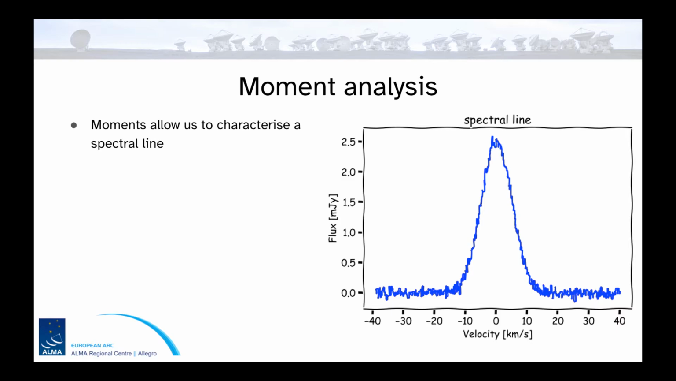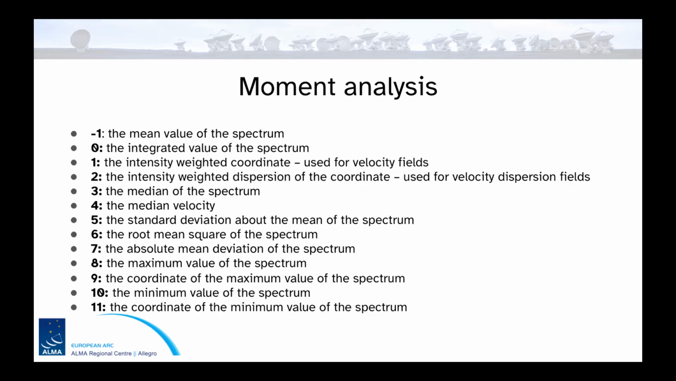Now we come to the topic of moments. Moments are basically a way of integrating your spectral line in velocity space to learn more about it, and they allow us to characterize the spectral line. So there are a whole load of moments ranging from 1 to 11 that are accessible using the immoments command in CASA, and you can see a description of them here.